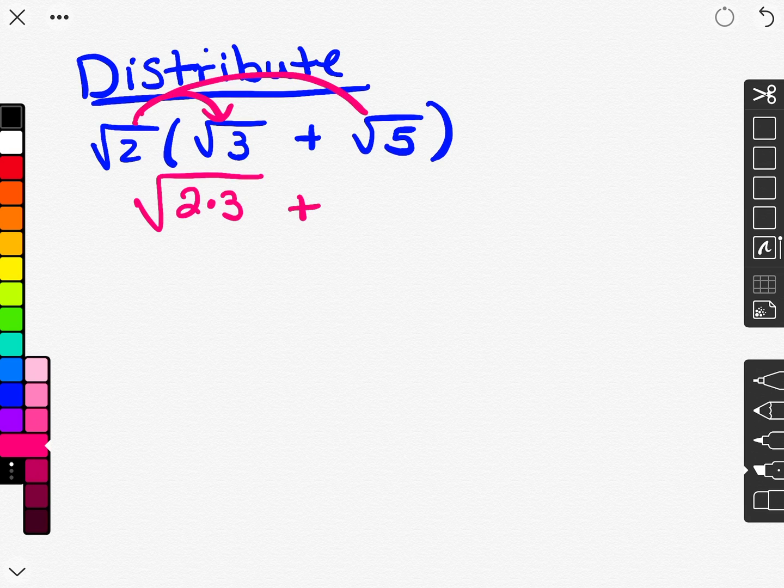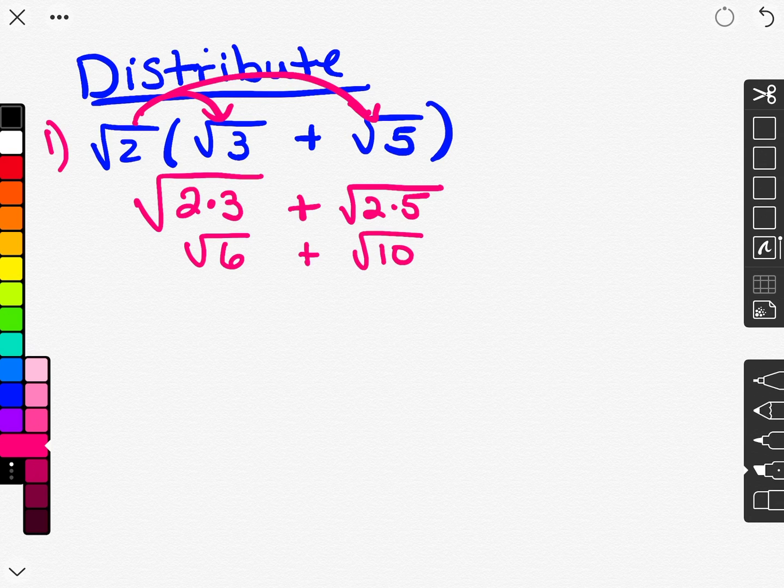Then we're going to do this times this. And that's 2 times 5. There's nothing on the outside because we did 1 times 1. There's no pairs to pull out. And so this is the square root of 6 plus the square root of 10. These two can't go together because what's underneath the radical are completely different. And so that's your final answer. Let's try another one.